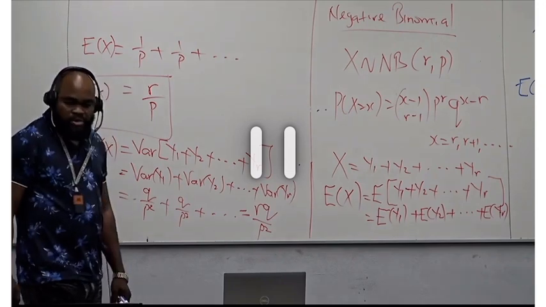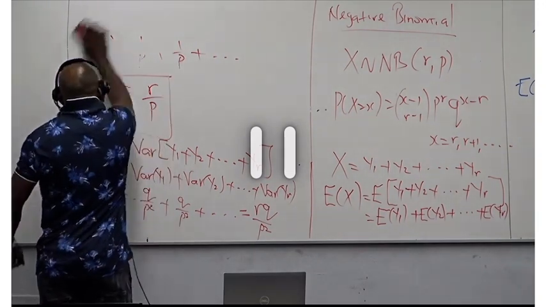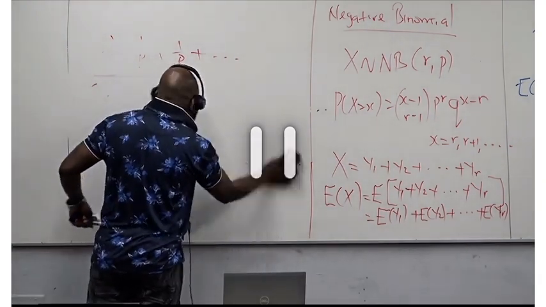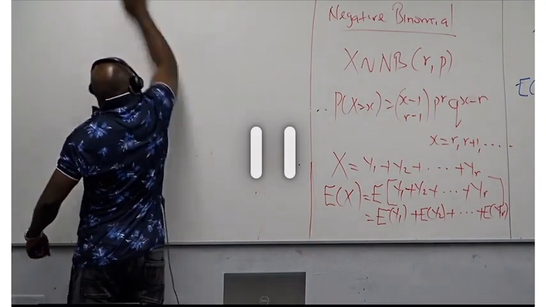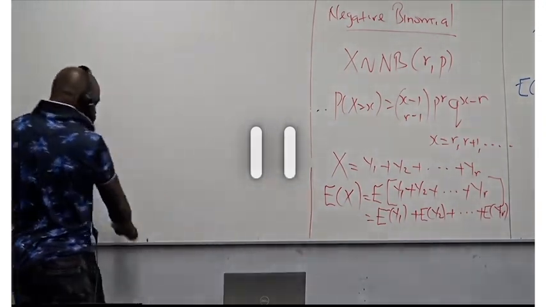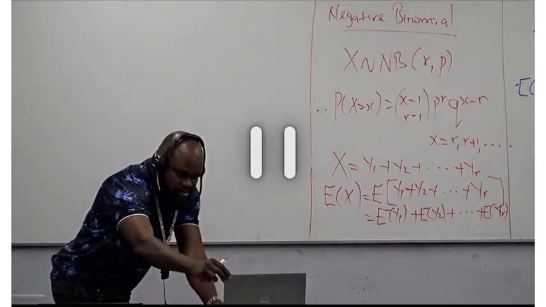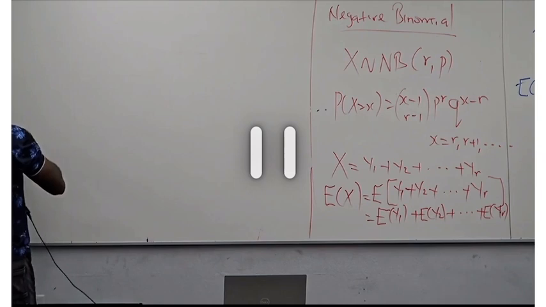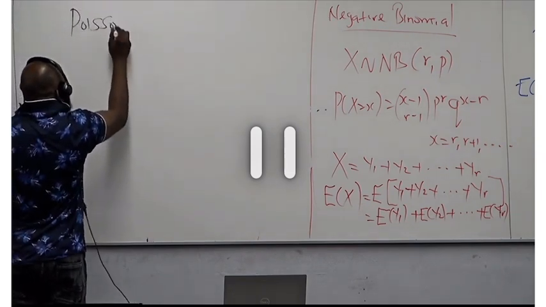Now I want to go into another distribution, very important in statistics. We call that the Poisson distribution. I need you to pay attention. Please pay attention. If you don't understand, ask questions. Make sure you ask questions. Now I want to welcome you to the Poisson distribution.